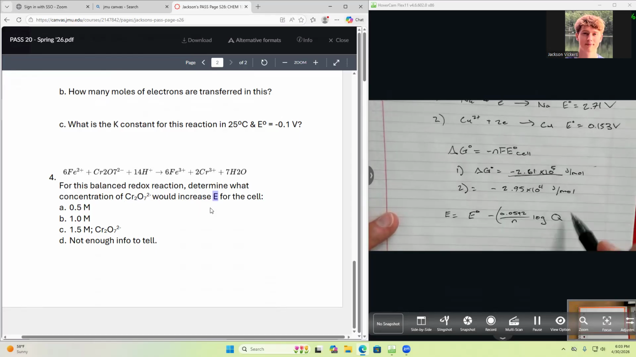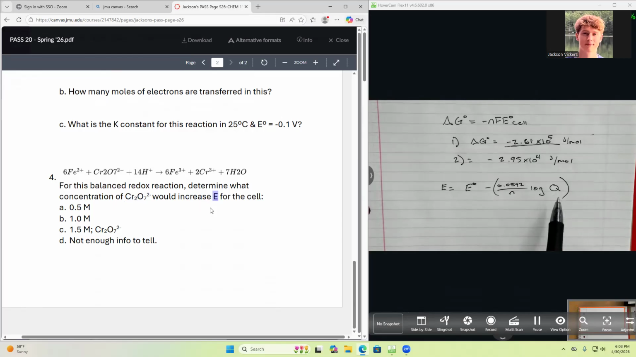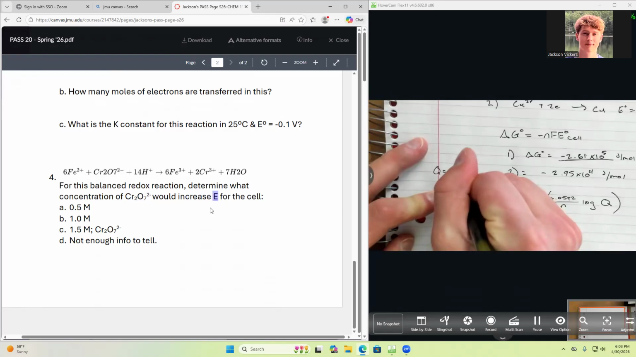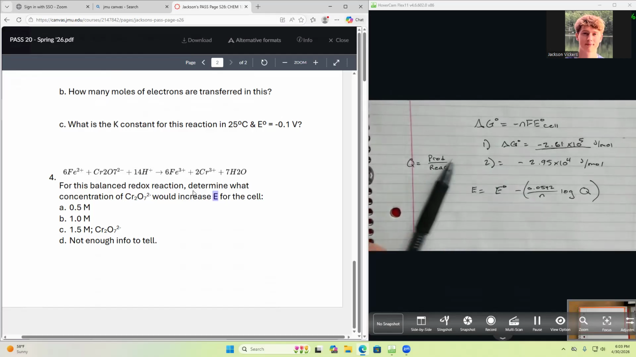If the whole thing being subtracted over here is dependent on Q, and we know Q is products over reactants, then I'm basically asking what value of one of our denominator things would make E cell the greatest. The smaller the number we're subtracting overall, the better. Yeah, you got it.